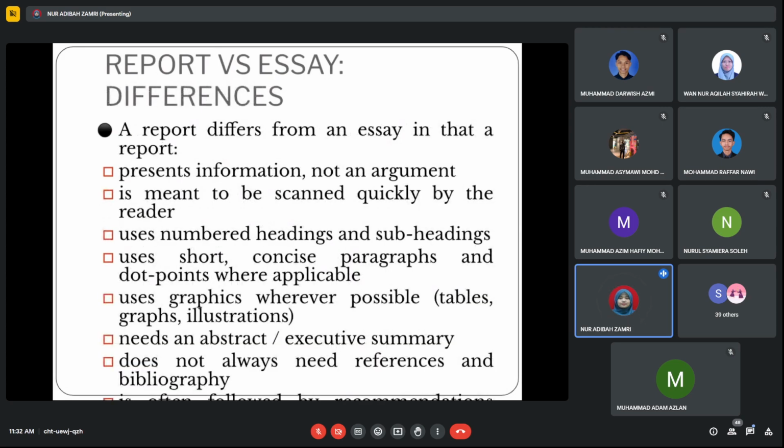All right, so these are the differences between report and AC. Report presents information, not an argument. Basically in a report you present information, but in AC you can argue, you can write what we call the argument. AC, but not report. It's meant to be scanned quickly by the reader. Scan doesn't mean you put it in the printer and then scan the information. No. Scan basically means you scan using your eyes to get the information.